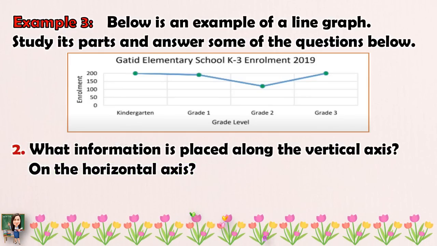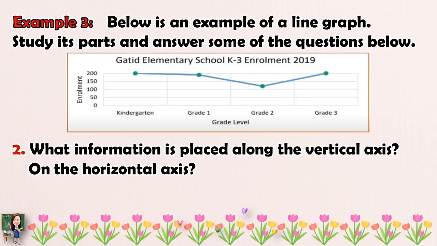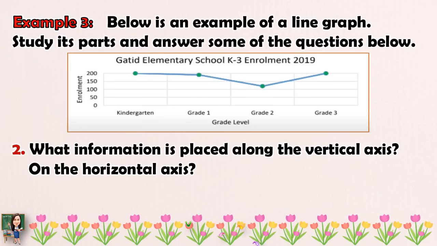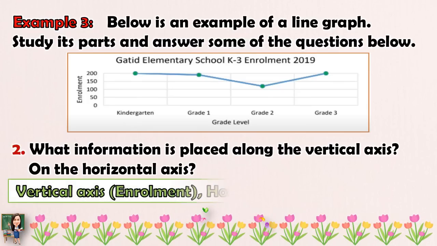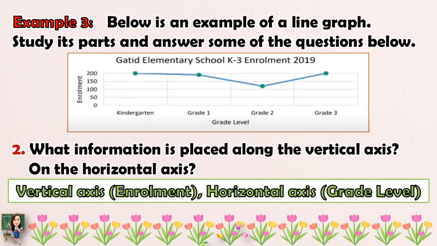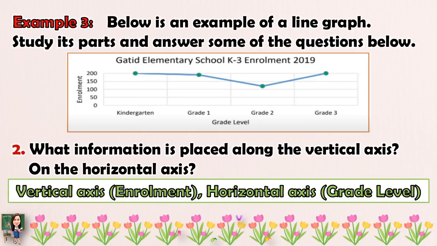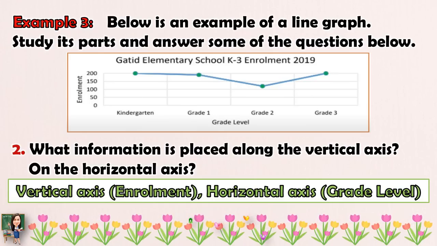Number 2. What information is placed along the vertical axis and on the horizontal axis? Very good. The answer is, in the vertical axis, the information is about enrollment. In the horizontal axis, the information is about the grade level.